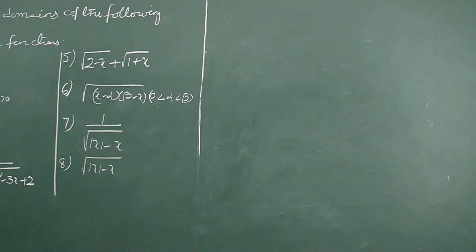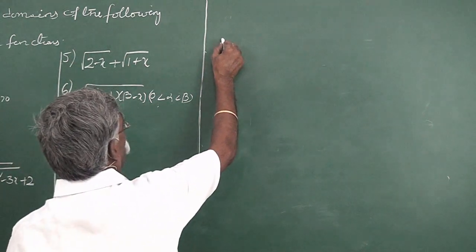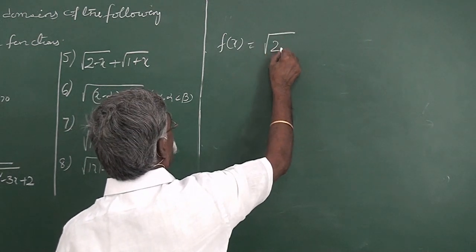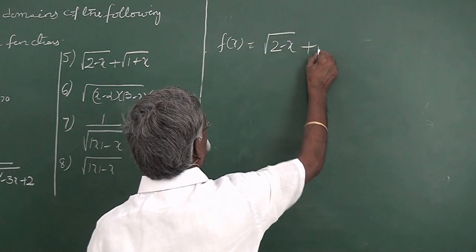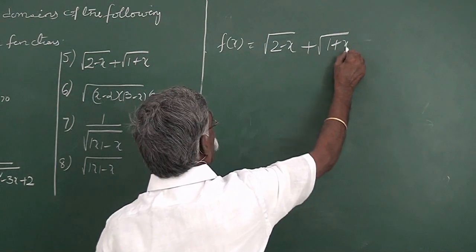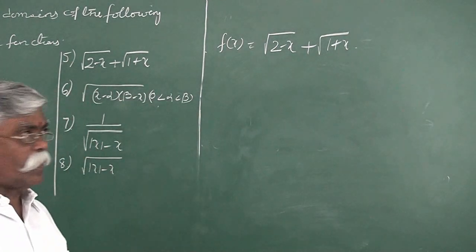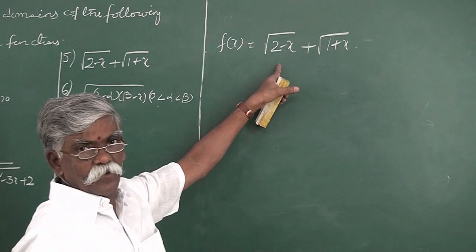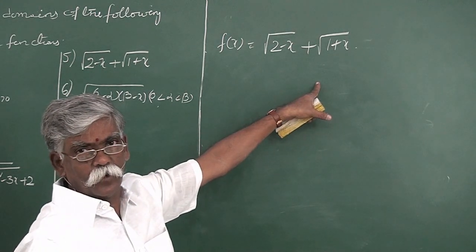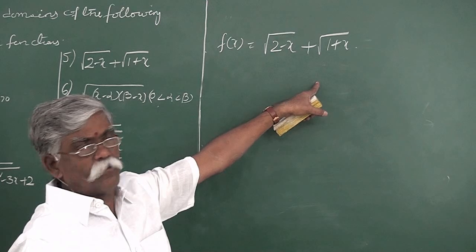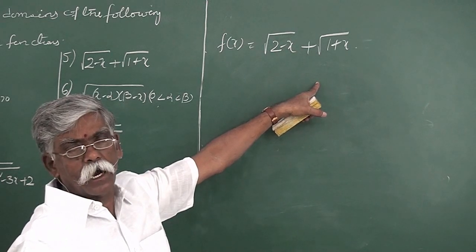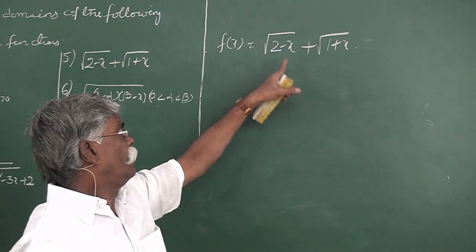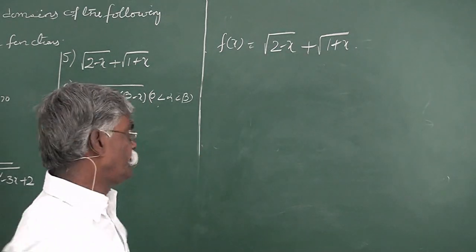Next problem, fifth one. f of x is equal to root of 2 minus x plus root of 1 plus x. So we have root of 2 minus x and root of 1 plus x. We have to find the domain of each, and finally take all the common values which satisfy both, or the intersection of both the sets.